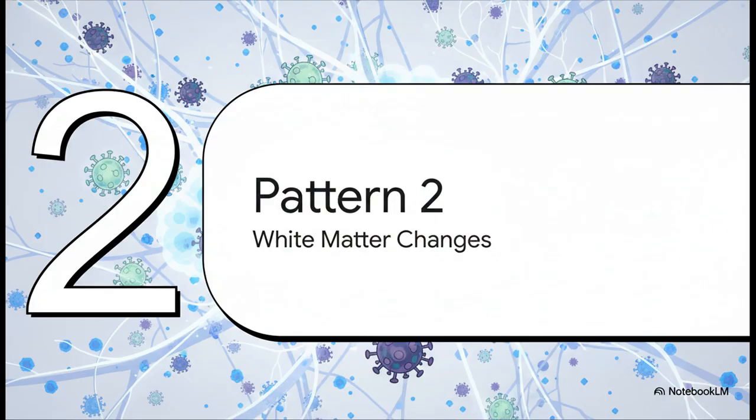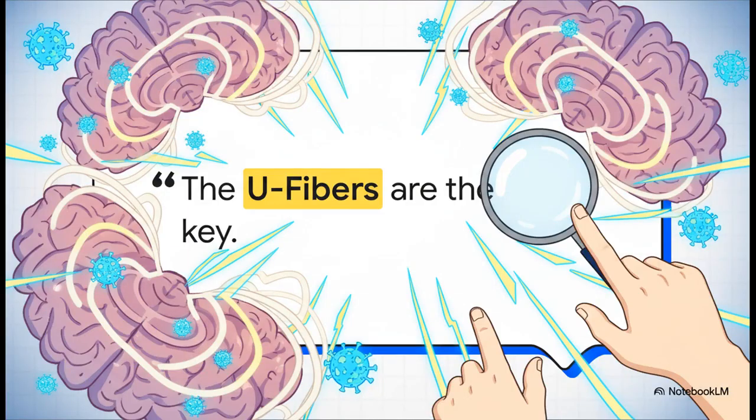All right, let's switch gears and build on this. We're moving to our next major pattern, white matter changes. And we're going to look at this specifically in the setting of an immunosuppressed patient, someone with AIDS. I want you to tattoo this phrase on your brain. The U fibers are the key. I mean it. These little short association fibers, right under the cortex, they are the absolute critical landmark that's going to help you solve one of the biggest diagnostic headaches in this patient group.